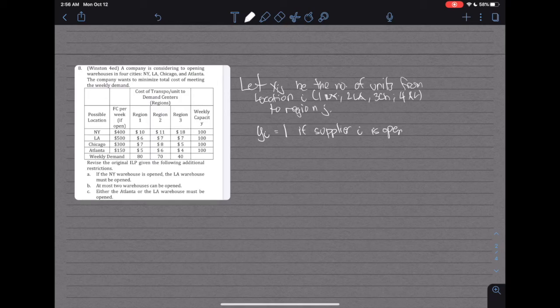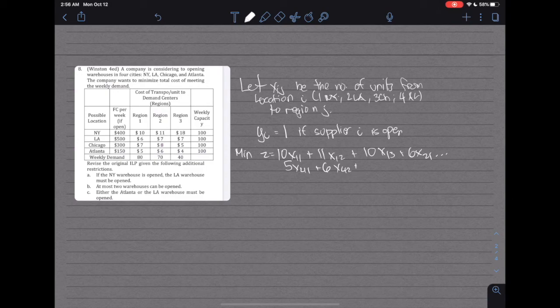Now for the objective function, we want to minimize costs, of course. So let's first minimize your variable cost. Min z, your variable cost will be the cost of shipment from supplier i to region j. So that's 10x11 plus 11x12 plus 10x13 plus 6x21 dot dot dot. The last 3 is plus 5x41 plus 6x42 plus 4x43.